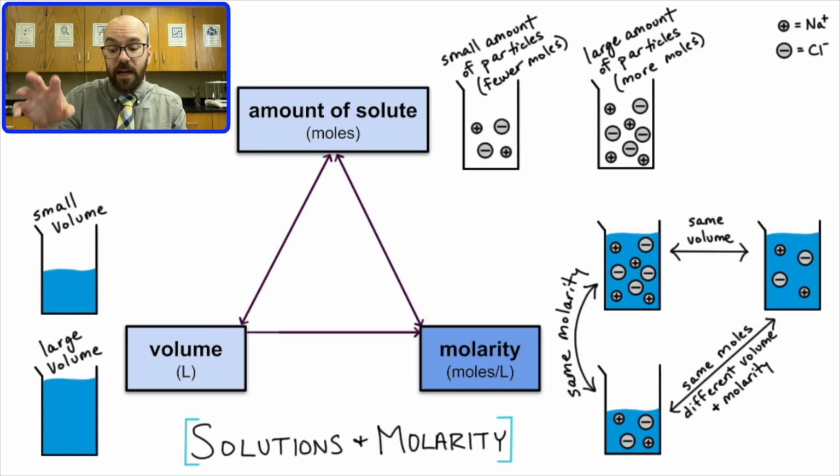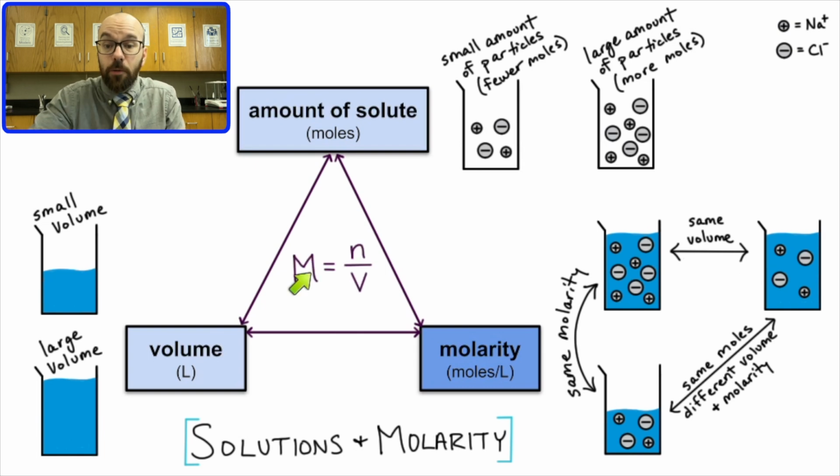Now that we have those things kind of defined and explored a little bit, let's take a look at how we're going to convert between these different quantities for a solution. There's a mathematical relationship that's going to compare these, and that's this equation right here. It's that molarity, which we represent with a capital M, equals the number of moles, which we represent with the lowercase n for number, divided by V for volume.